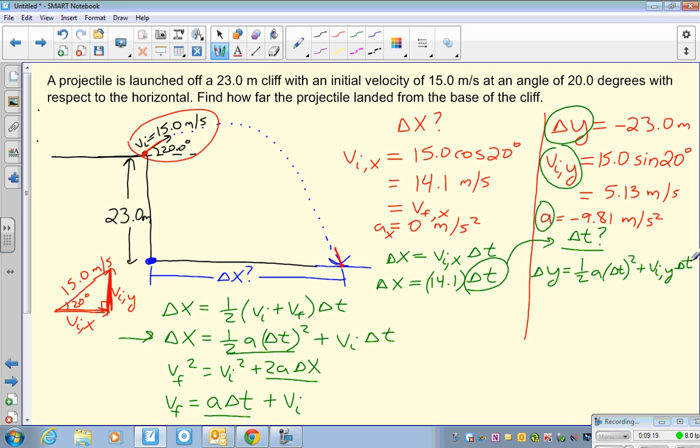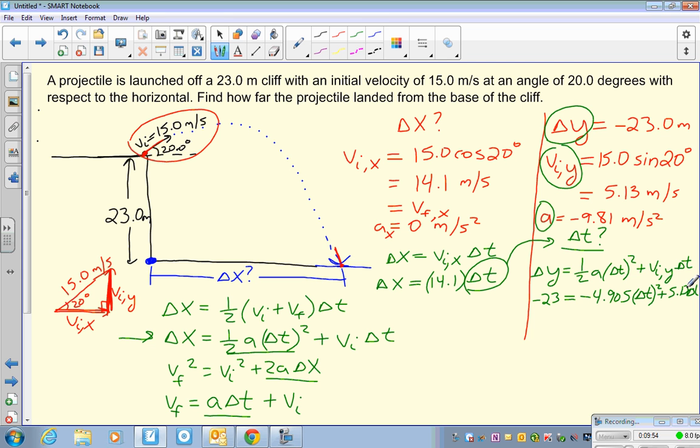Now plug in everything you know. Delta y is negative 23. And just for space, I'm going to actually leave off the 0 on purpose this time. A is negative 9.81. If I multiply by 1/2, that is negative 4.905. And I'm okay with you using either 4.905 or 4.91 for sig figs. And v initial in the y direction was 5.13 delta t.